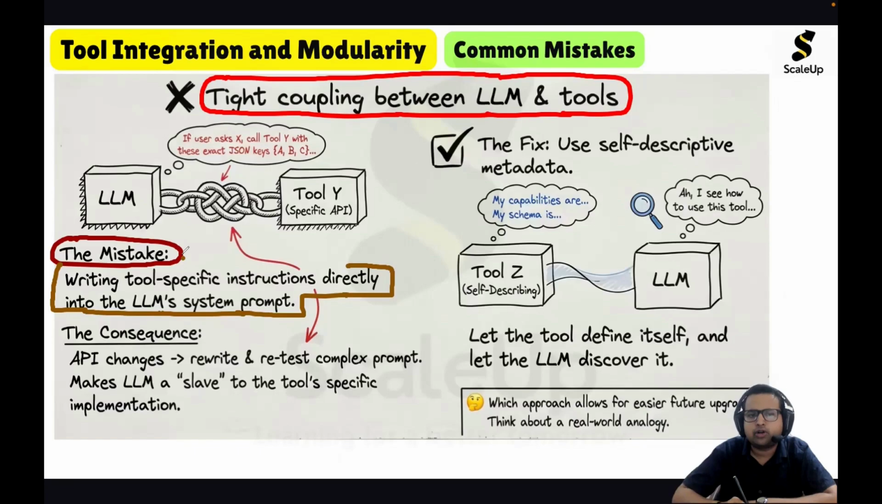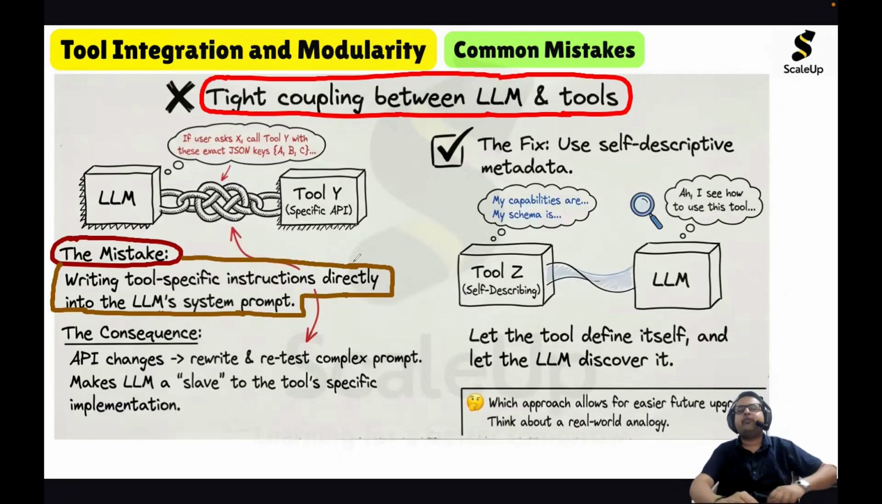That we should not do, because if we tell LLM how to do the execution or how to implement a tool, that can be very dangerous. So we should avoid writing tool specific instructions directly into the LLM system prompt. In the large language model system prompt, we should not write tool specific instructions.